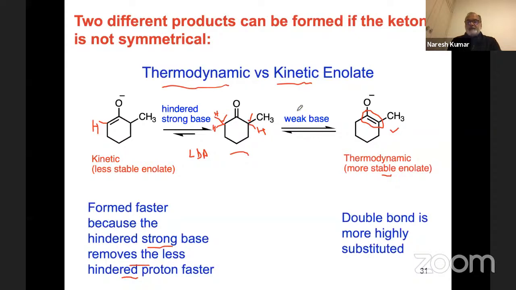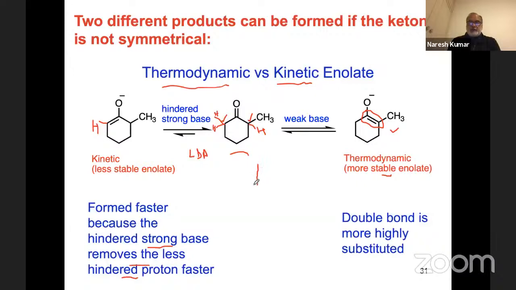And indeed, if you use a weaker base, then the weaker base acts slowly. So that means the thermodynamic product will predominate in that reaction. So theoretically, you can either get this product if you use a hindered base, or you can get the product forming on the right-hand side if there's a weaker base.